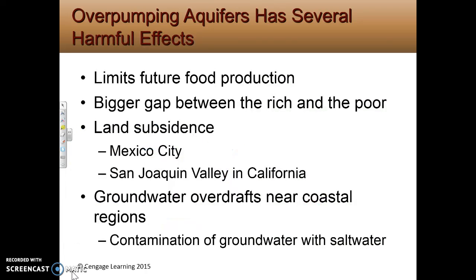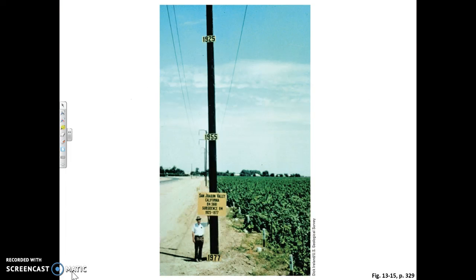Now the deal is as you overpump, it becomes more expensive to go deeper to get the water, which means it's going to get passed on in our prices of food production, which only causes a bigger gap between the wealthy and the poor, which is obviously an issue. Poverty being one of the primary issues environmentally worldwide. It also causes land to sink. In this slide here, you'll notice how far the land has sunk in the San Joaquin Valley. This goes back decades and decades, but it gives you an idea of just how much the land can and does sink when you overpump these aquifers.